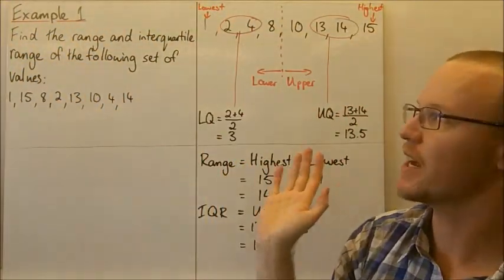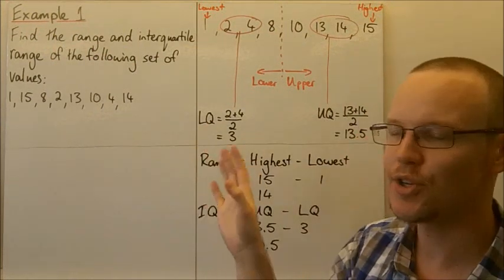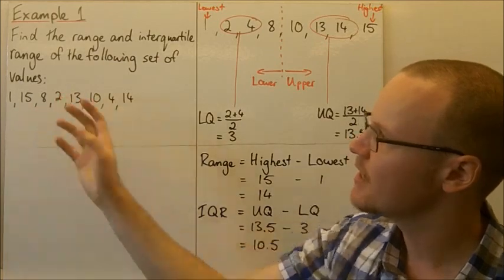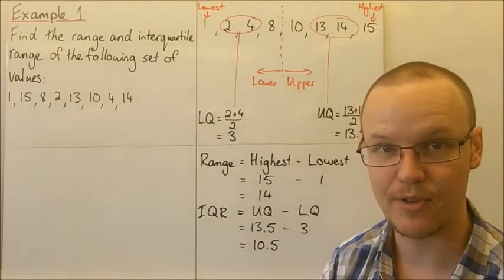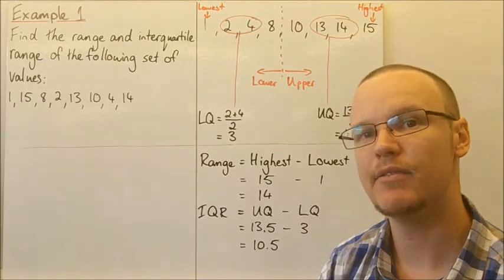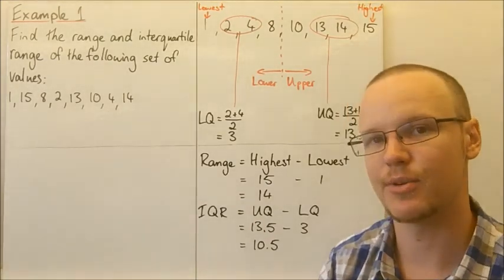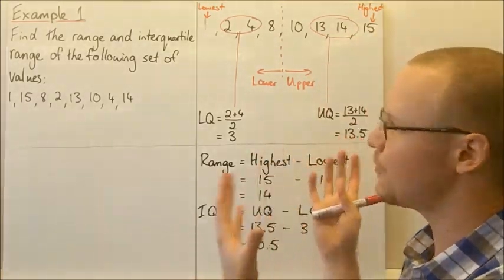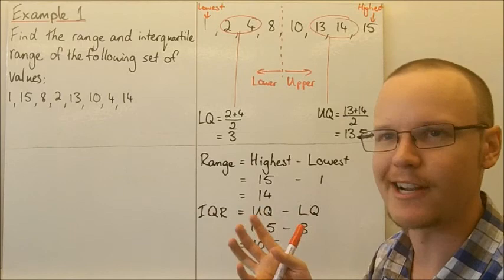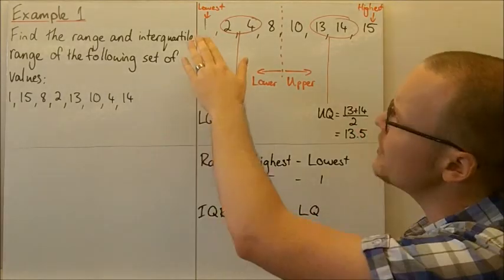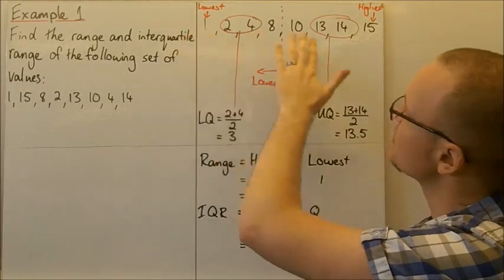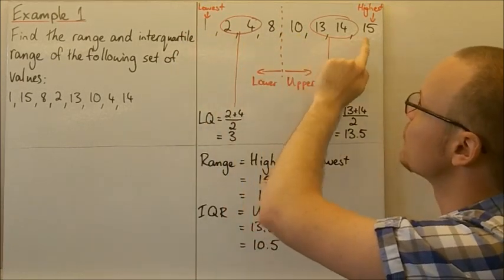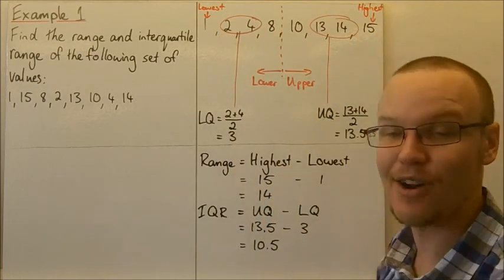So here we've got an example where we need to find the range and interquartile range of this set of data. There are 2, 4, 6, 8 different values that we've got here. Firstly, we can find the range and interquartile range at the same time. It's easiest for us to just arrange it, find all the information we need, and then calculate the range and interquartile range. So if we've got them arranged from lowest to highest, here we've got the lowest value 1, then 2, 4, 8, 10, 13, 14, 15. We've got 8 different numbers there. And that's the highest number.